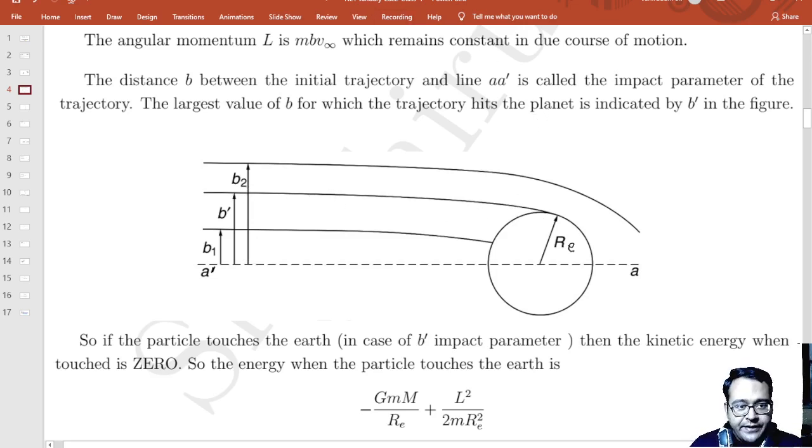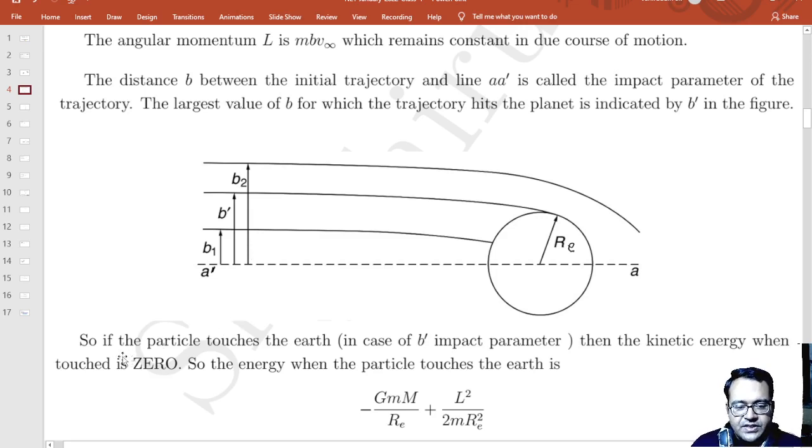First, the angular momentum L is m b v infinity, which remains constant in the course of motion, because it's a central force. It's always very important to check that your angular momentum is constant. The distance b between the initial trajectory and the line is called the impact parameter, as we already know. The largest value of b is indicated as b dash in the figure.